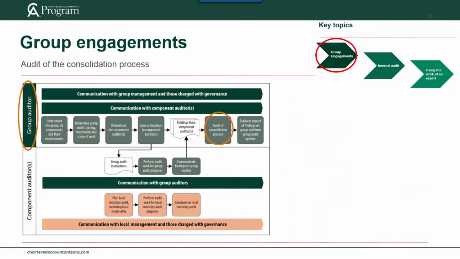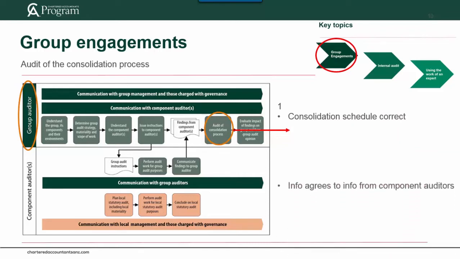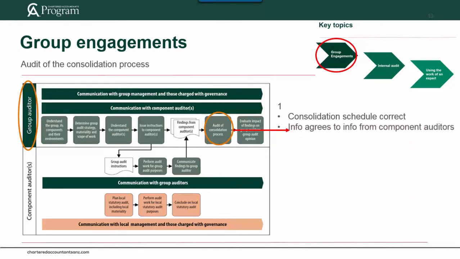The group auditor is responsible for auditing the consolidation process. The first part of the group auditor's work on the consolidation includes checking that the consolidation schedule has been appropriately prepared by group management, including all the components, and that all routine consolidation adjustments have been made. The group auditor also checks that the information to be consolidated agrees with the information provided by various component auditors.